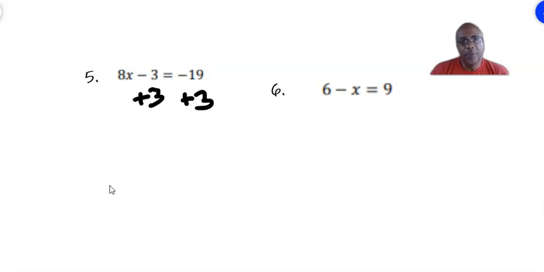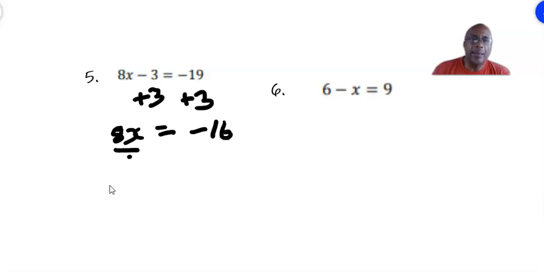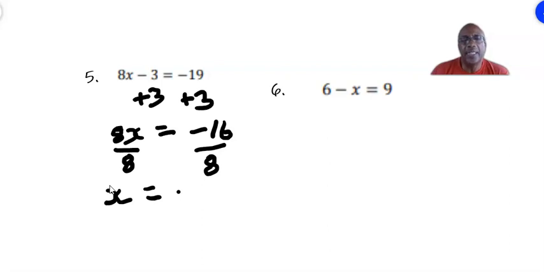When we do that, on the left side will only remain the 8x. And on the right side, minus 19 plus 3 is a negative 16. Subtract and keep the sign of the bigger number. And so since on the left side we have 8 times x, we divide by 8 to get x, and divide by 8 on the other side as well. So on the left side, we will have x. On the right side, minus 16 over 8 is a negative 2. Since a negative divided by a positive is a negative.